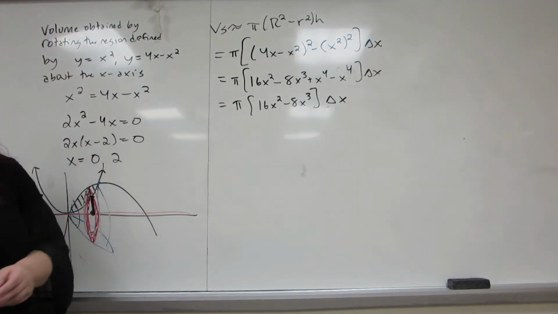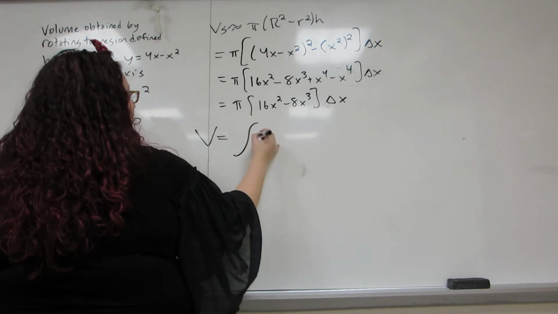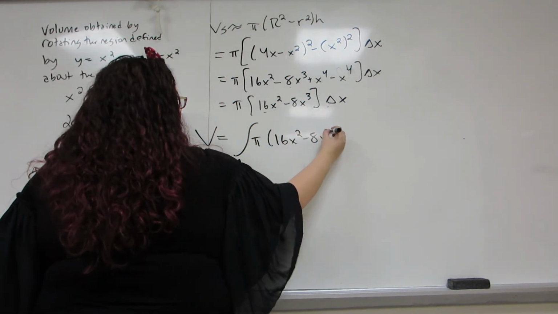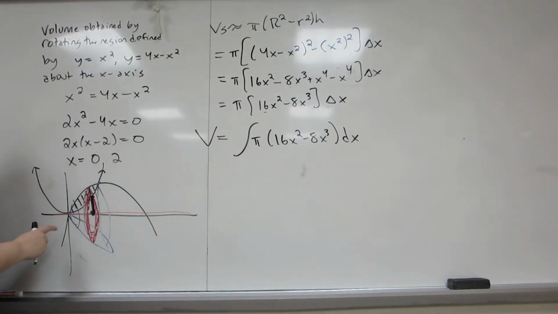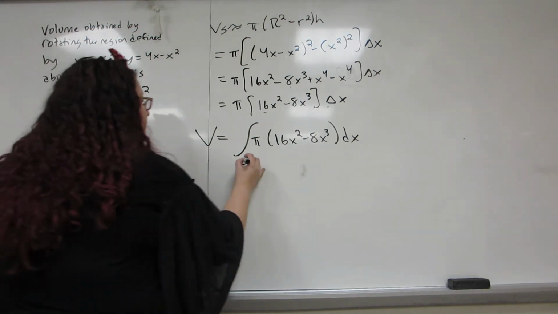Now when I take the integral to find the full volume, it's pi times the integral of 16x squared minus 8x cubed dx. And the limits of integration are as far as I go for my full volume. Since I'm doing x, I look at the leftmost x-coordinate and the rightmost x-coordinate, which would be the 0 and 2 that I found earlier.